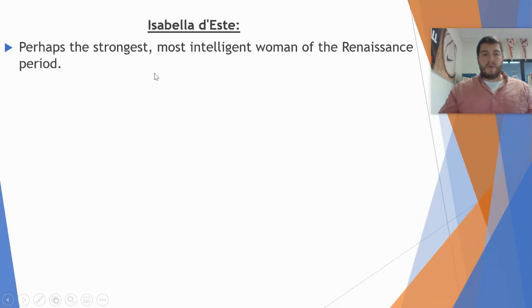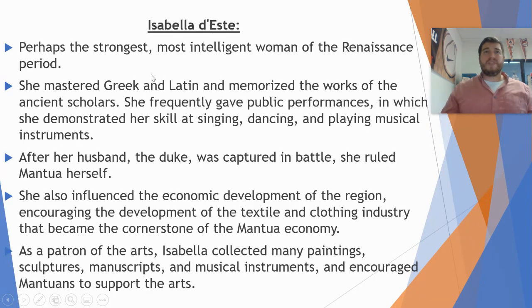Now, there are a couple of women that are going to break that mold. Isabella d'Este is going to be one of them. She is going to rule an Italian city-state by herself. She's going to influence art. She's going to collect many paintings and musical instruments and so forth. So she's a woman that's going to have a lot of political power in an Italian city-state.